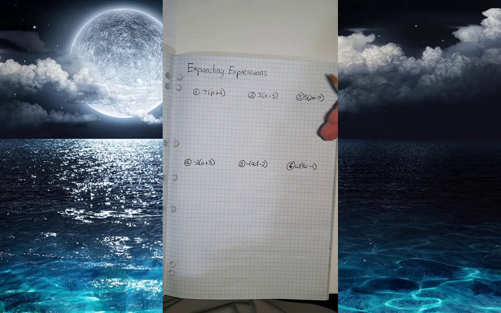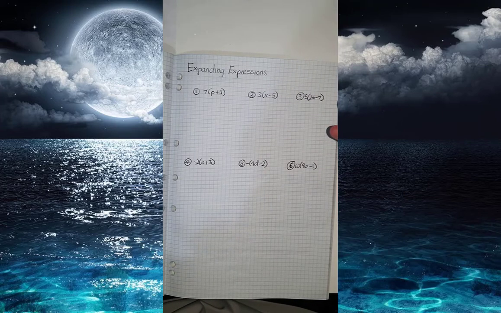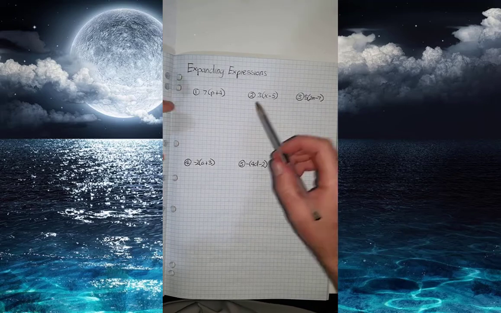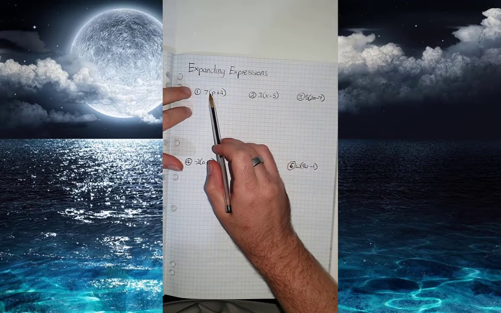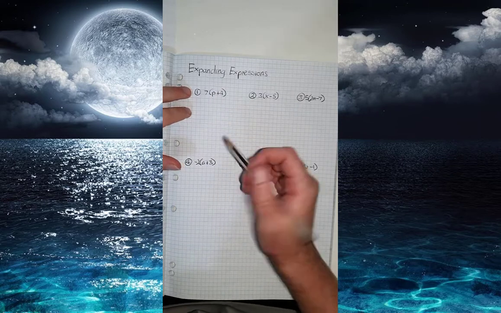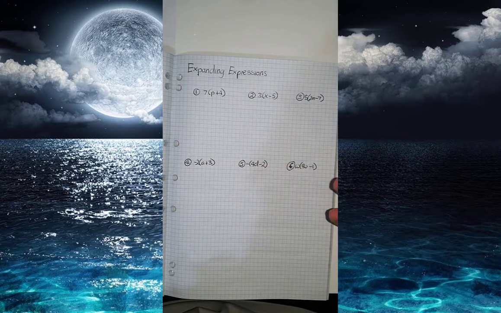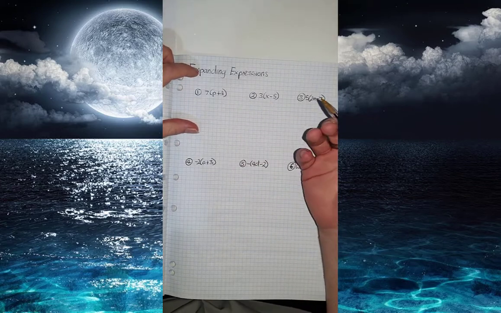Let's have a look at how to expand expressions. That is, to simplify or expand expressions that involve brackets. At times we like to get rid of brackets. Now the way to do that is quite simple.